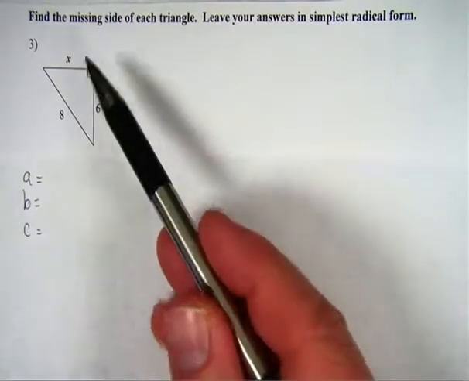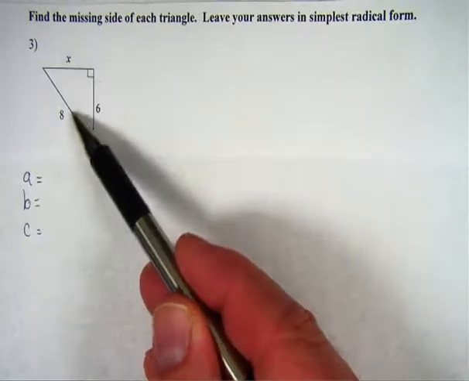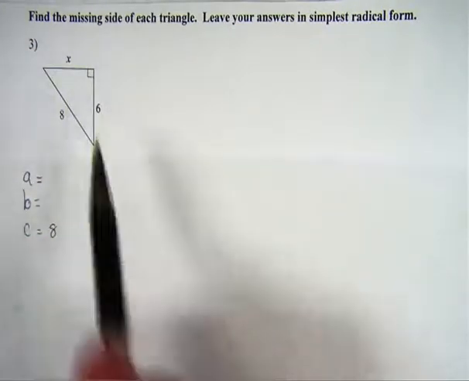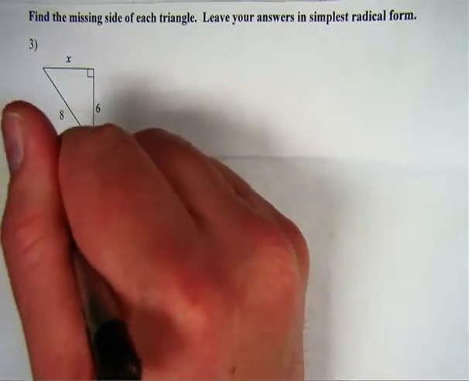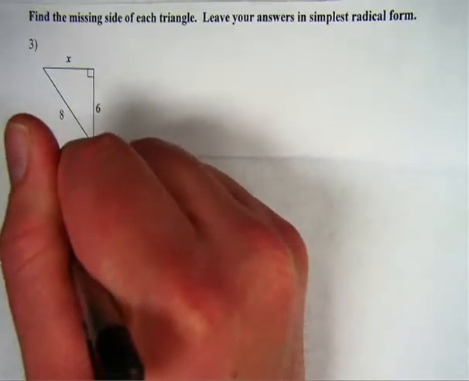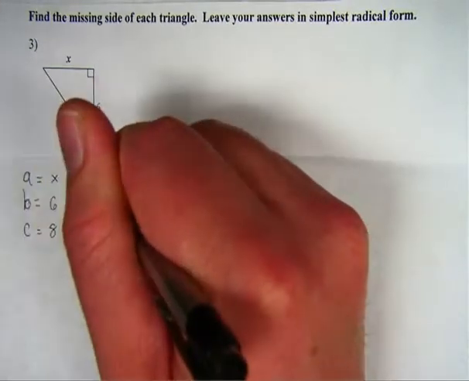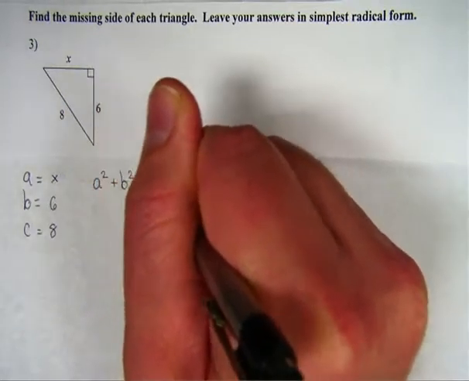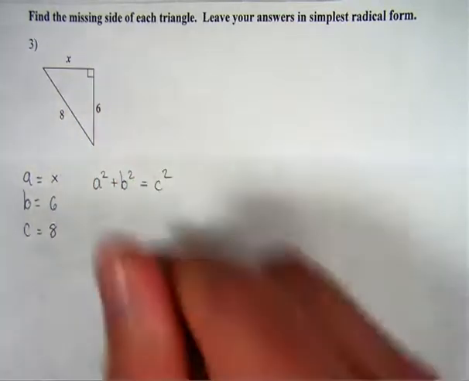C is going to be the side length directly across from the right angle. So C is going to be 8. And then A and B could be either one of those, doesn't really matter. I'll call A x and B 6. And now I'm just going to use the Pythagorean theorem. A squared plus B squared equals C squared.